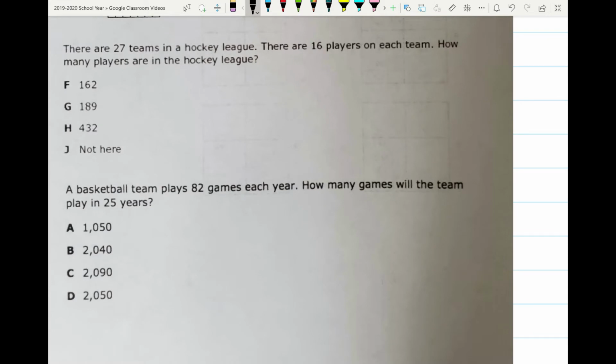There are 27 teams in a hockey league. There are 16 players on each team. How many players are in the hockey league? Okay? There are 27 teams, 16 players in each one. How many players are in the hockey league? See how I use my strategies there?